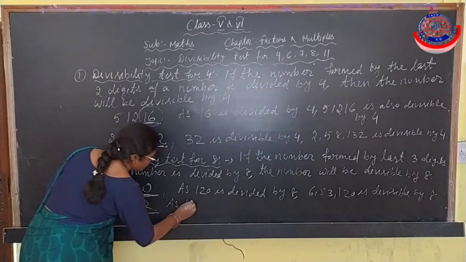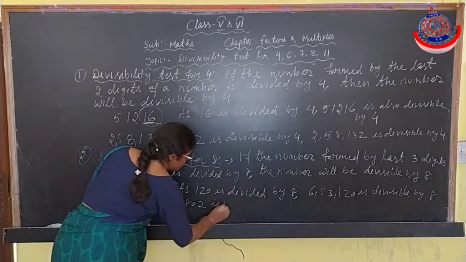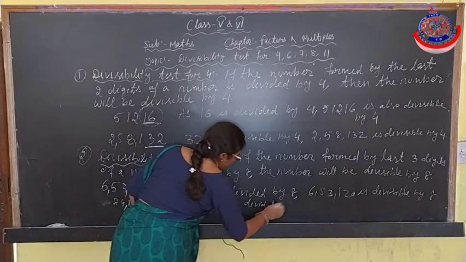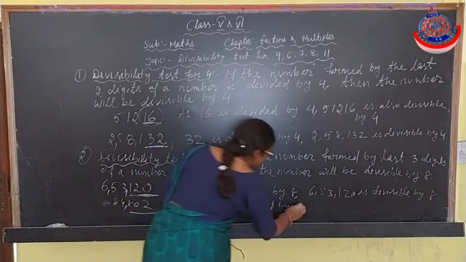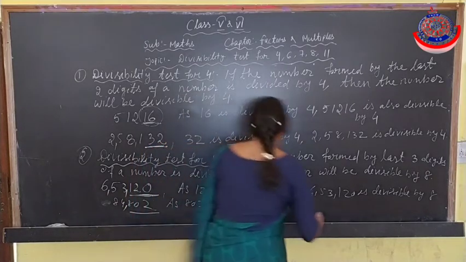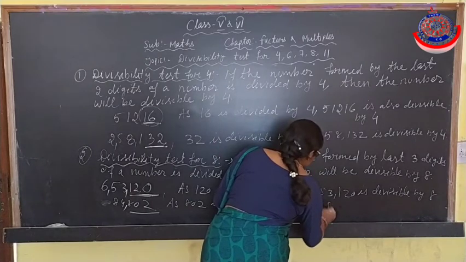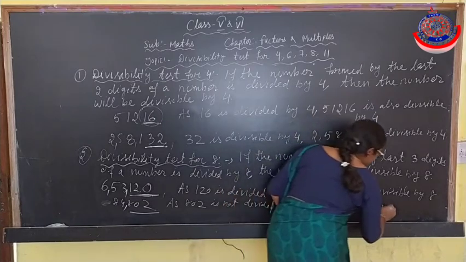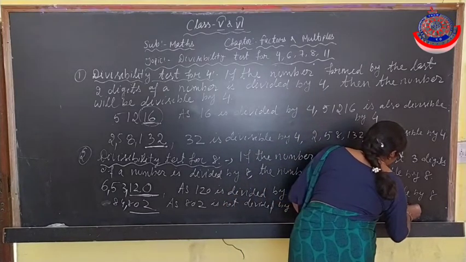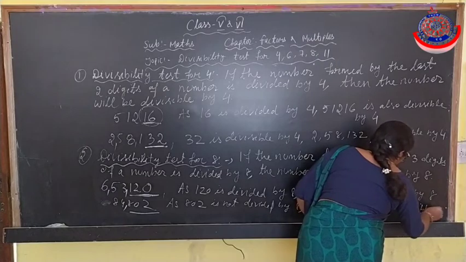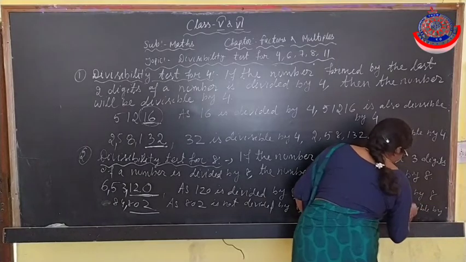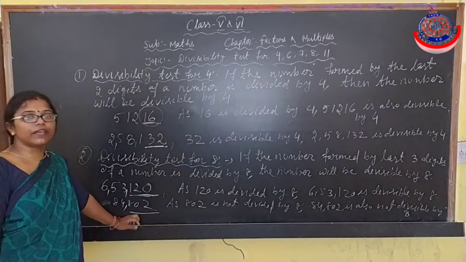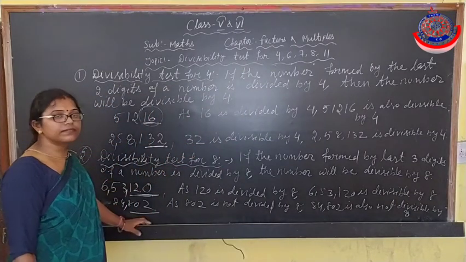As 802 is not divided by 8, so not divided by 8. 84,802 is also not divisible by 8. Clear? How to check whether a number is divisible by 4 and divisible by 8?